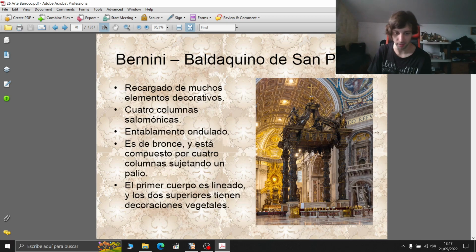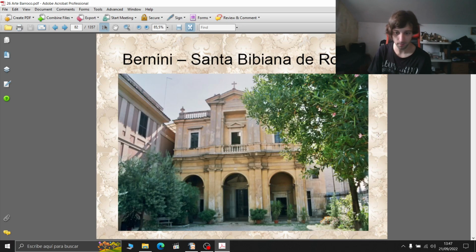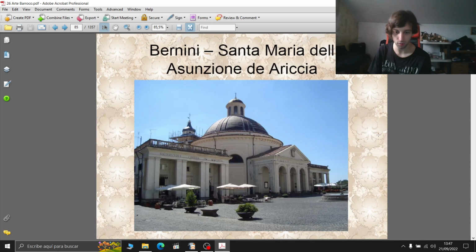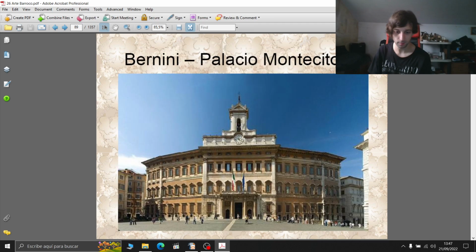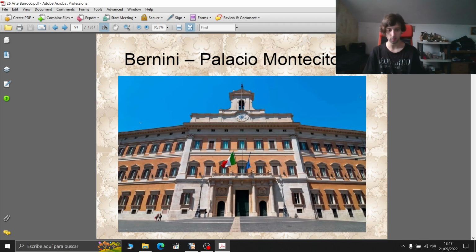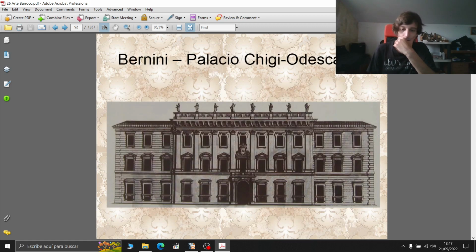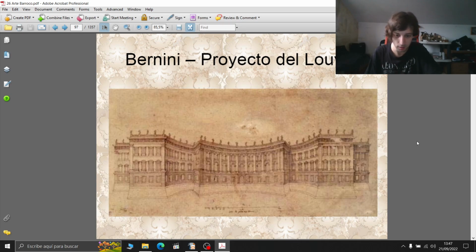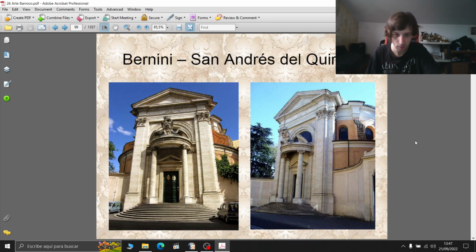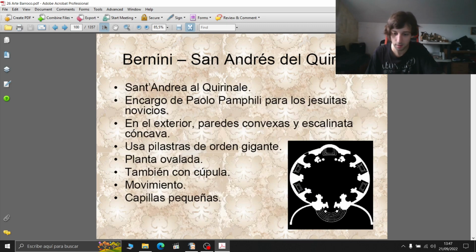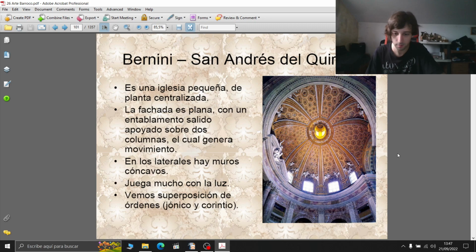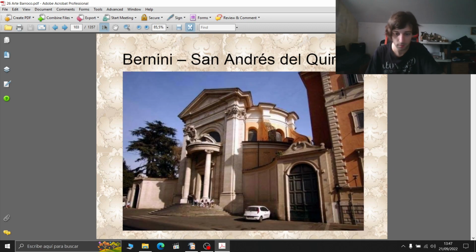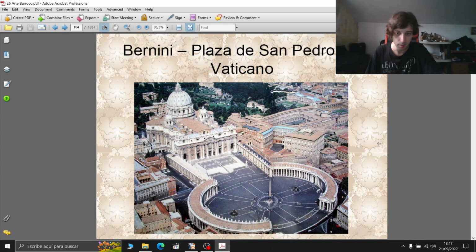Then Bernini, the Baldacchino, Santa Bibiana, Castel Gandolfo, Santa Maria dell'Assunzione d'Ariccia, Palazzo Montecitorio, Gigli Scalchi, projects of the Louvre. These are the projects that were not done. The first one, the second one, and the third one. Sant'Andrea al Quirinale. This is the plan, the inside. San Pietro in Vaticano.